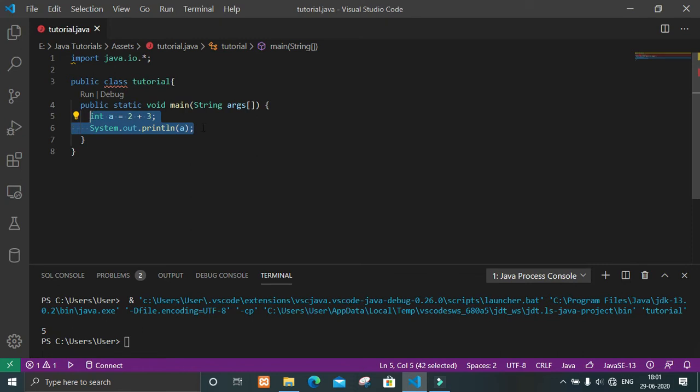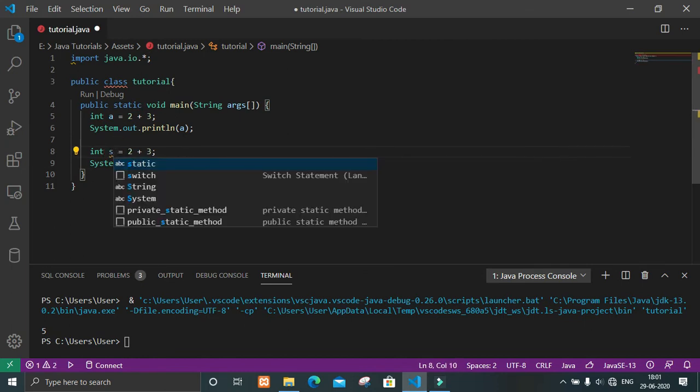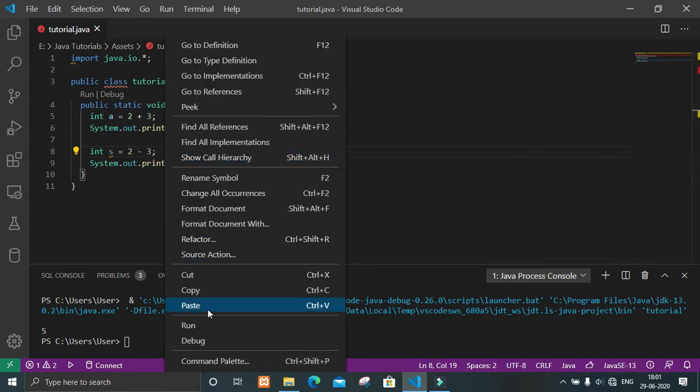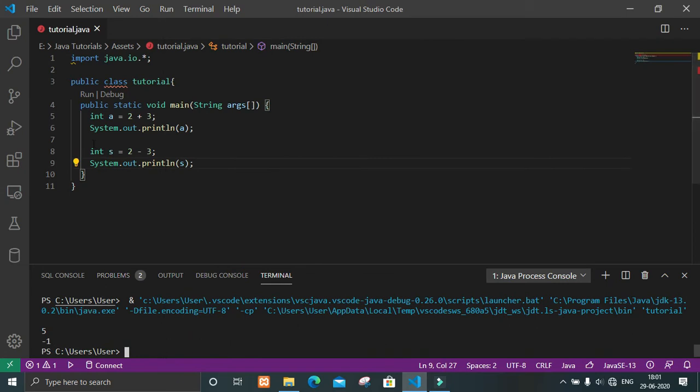Now let's do the same thing for subtraction, and we'll put a subtraction operator and let's run it. Here you can see 2 minus 3, we are getting minus 1.